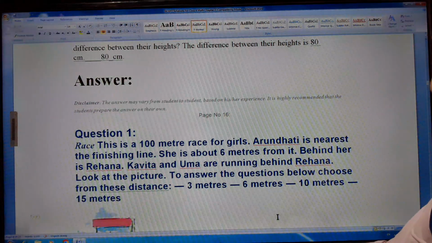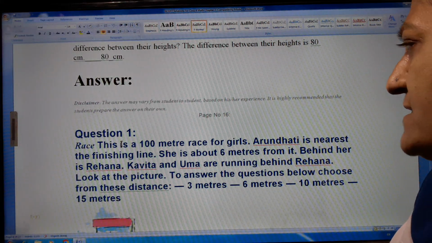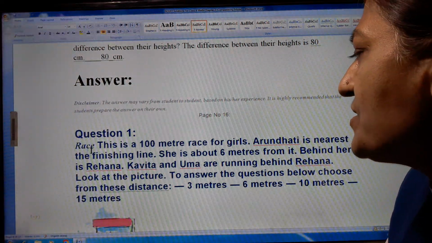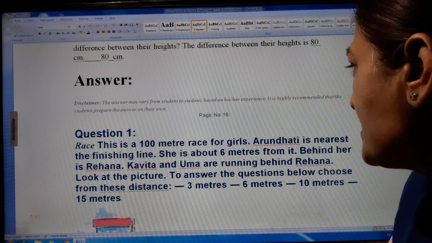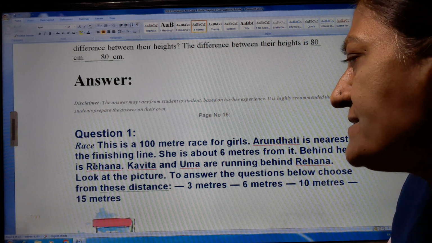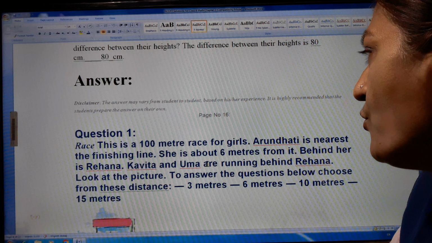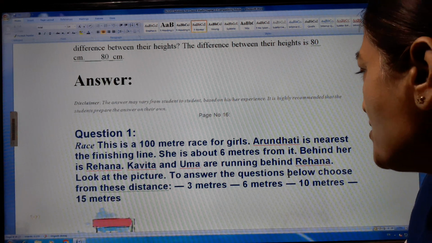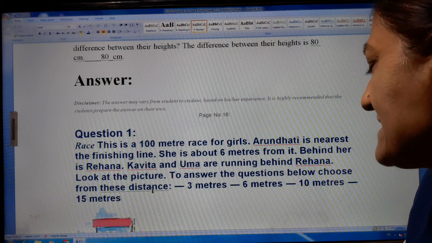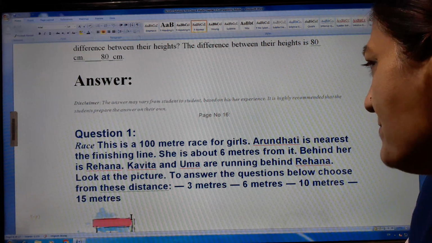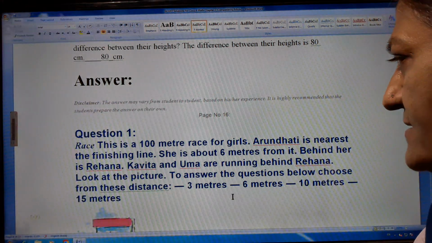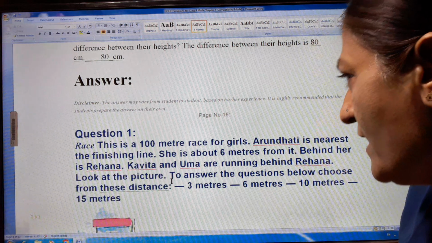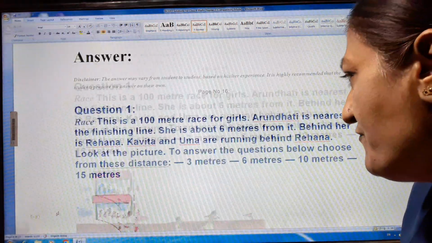So here first of all we write: this is a 100-meter race for girls. Arundhati is nearest the finishing line. She is about 6 meters from it. Behind her is Rehana. Kavita and Uma are running behind Rehana. Look at the picture to answer the questions below. Choose from these distances: 3 meters, 6 meters, 10 meters or 15 meters. Here some answers are given and we have to choose the answers.